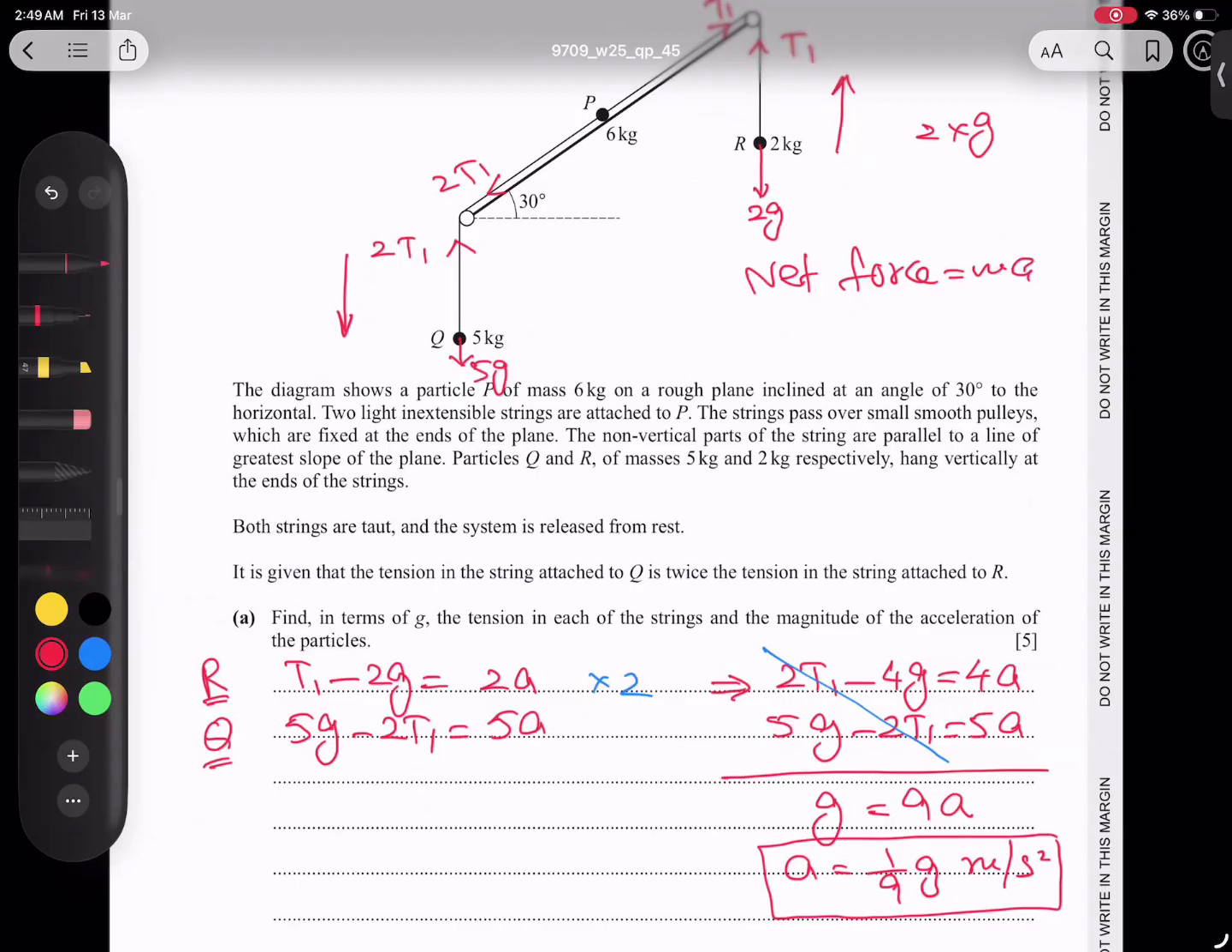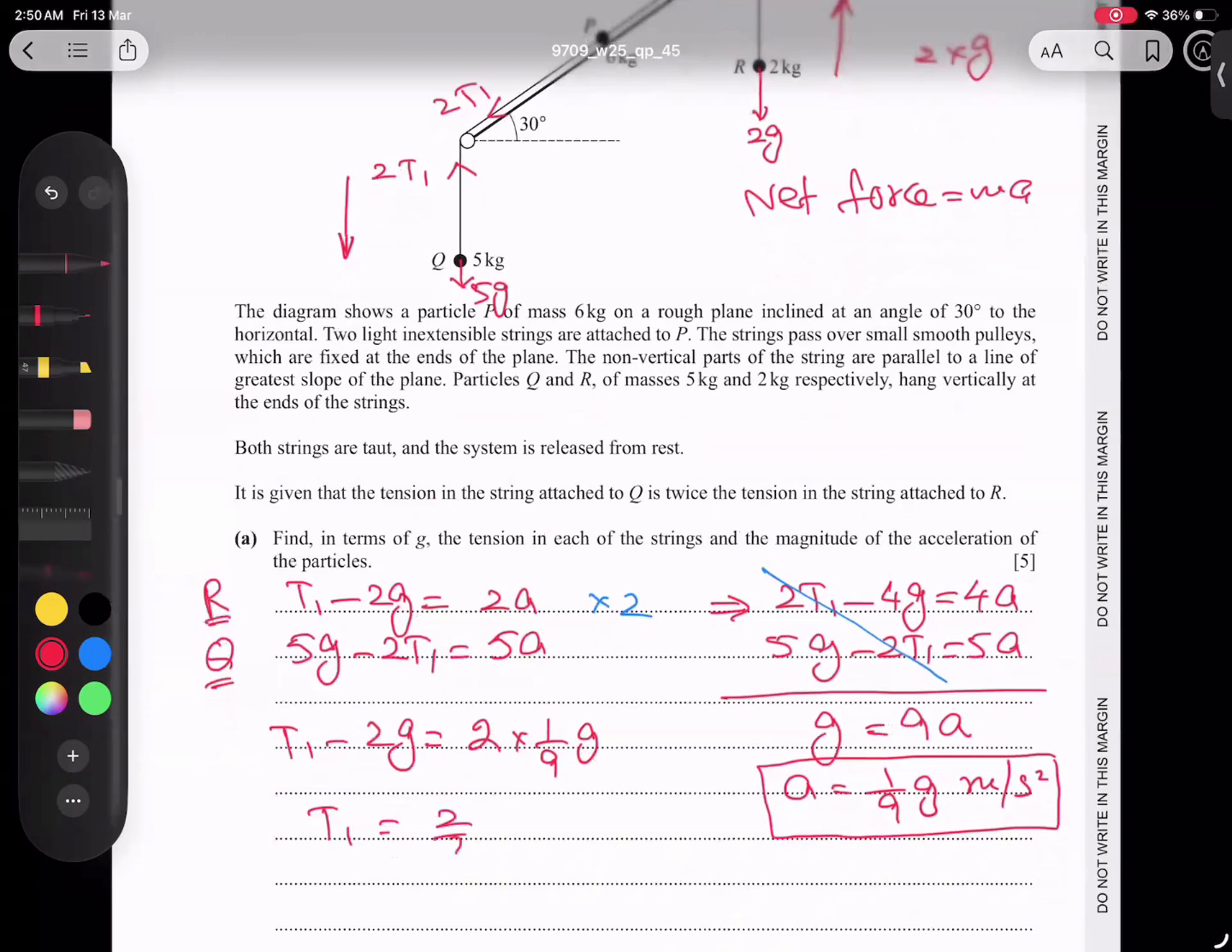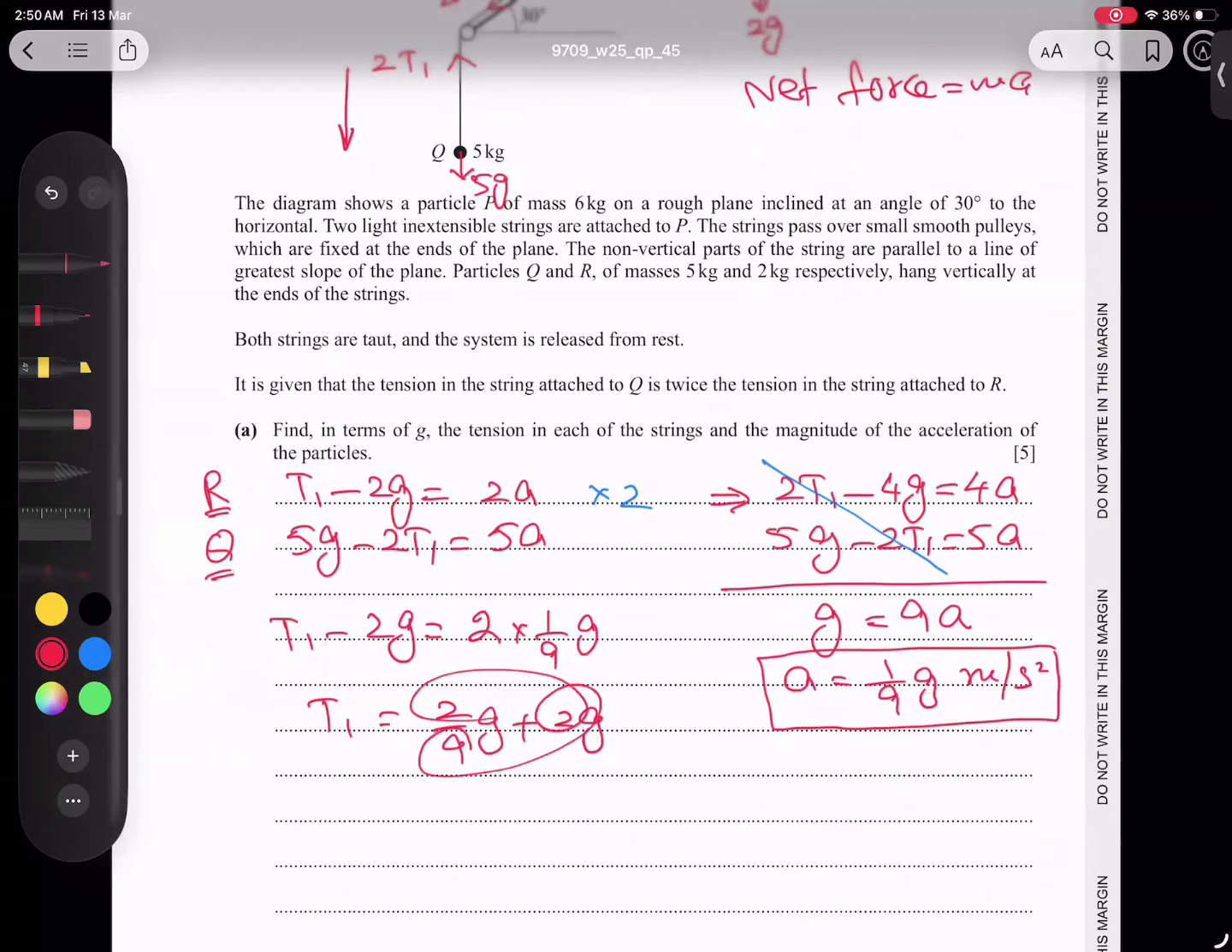Now I can put this value in any one formula. I think I'll put it in the top one. So I could say here T1 minus 2g equals 2 times 2 times the acceleration, which is replaced by this. So I'm writing here 1 over 9 g, and this will go to the other side. So I can find the tension from here. So this is 2 over 9 g, and positive 2g. 9 times 2 is 18, 18 plus 2 is 20. So I got 20 over 9 g.